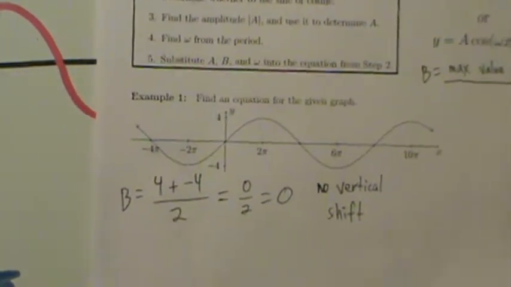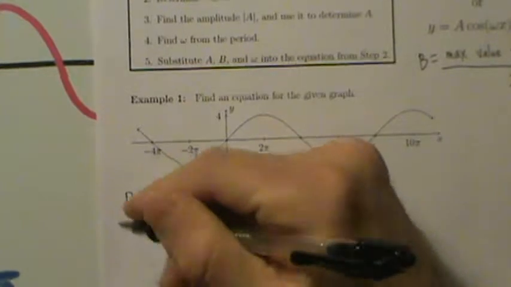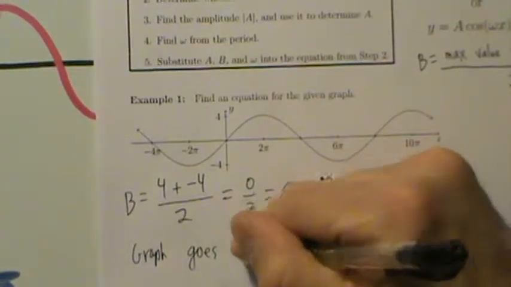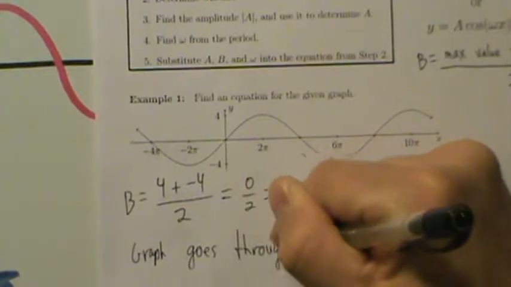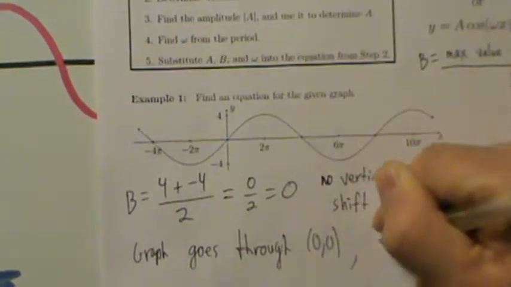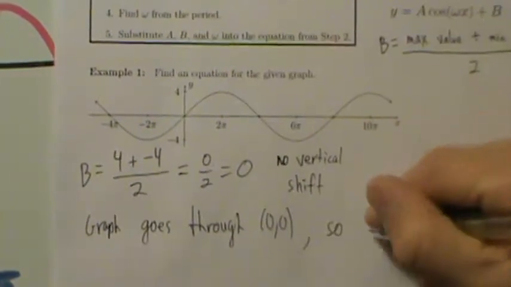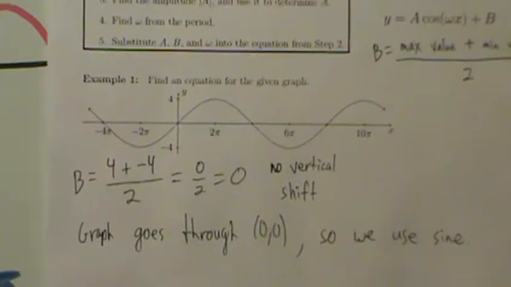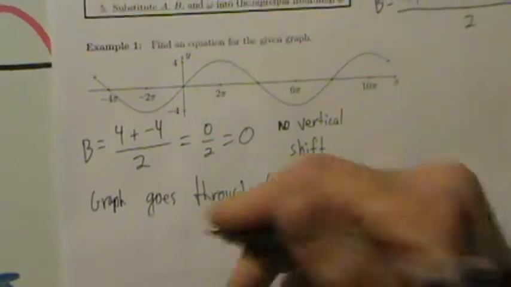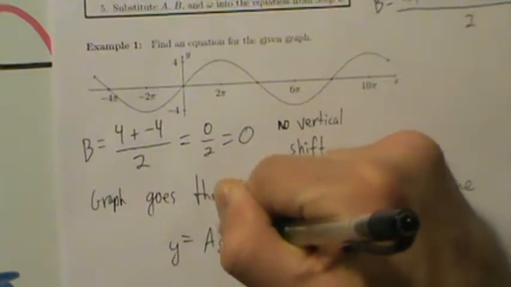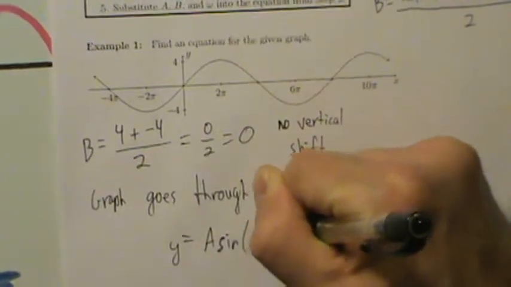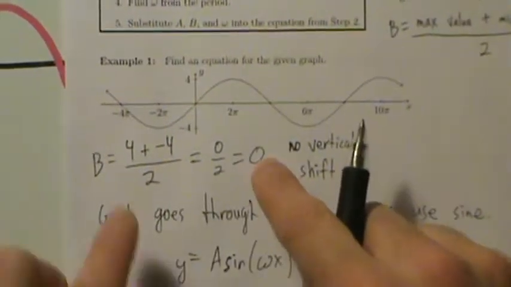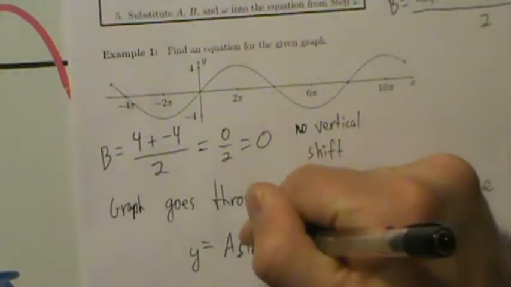Okay, so the graph goes through 0, 0, so we use sine. All right, so far we have y equals a sine omega x. We're going to use this one here, a sine omega x plus b, but we already know that b is 0, okay? B equals 0. So far we have this.